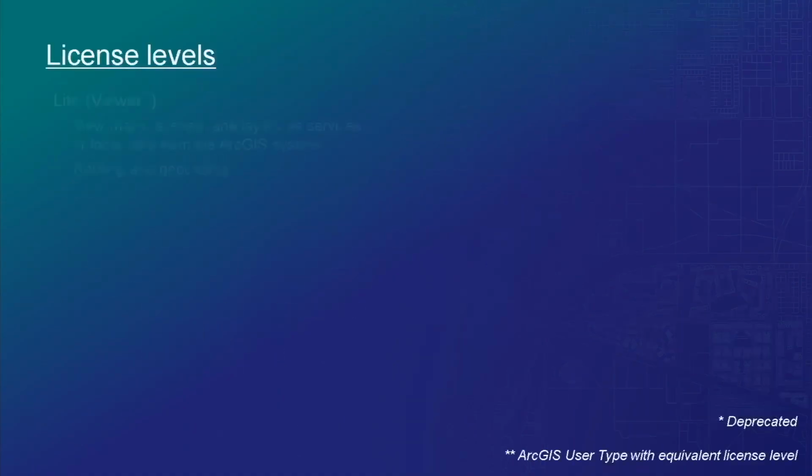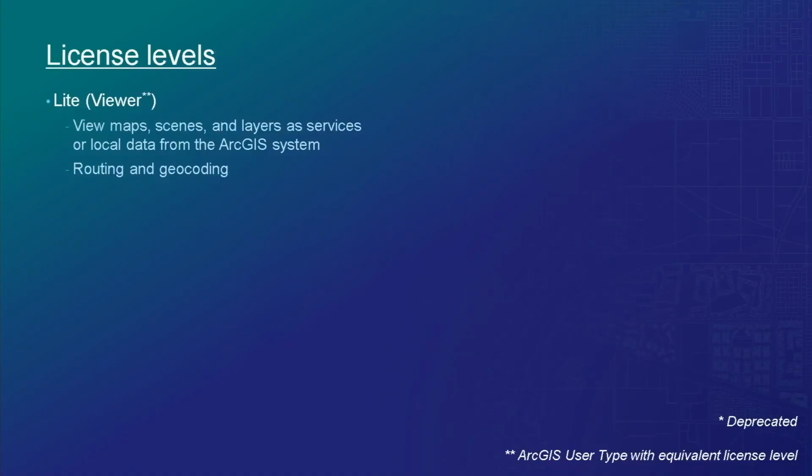So what are those levels? Like, what are we talking about here with respect to levels? So the first level is light. So our light license level, which is synonymous with the viewer user type, which you get with the viewer, you have the option of choosing to use it. Basically, you get most of the functionality that's in our native SDKs.